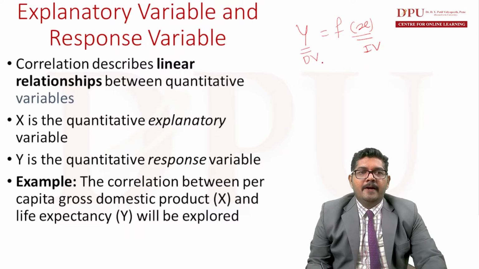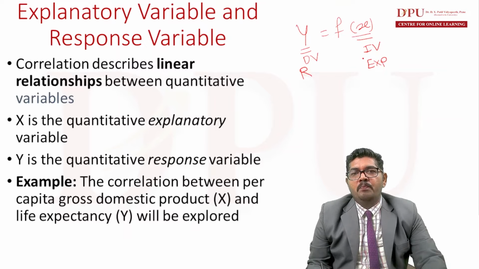So in this case y is the response variable and x is the explanatory variable. There are many ways to call these variables. We are basically measuring the impact of x on y. So the variable which causes impact is the independent variable or explanatory variable, and the variable which is being impacted is the dependent variable or response variable.